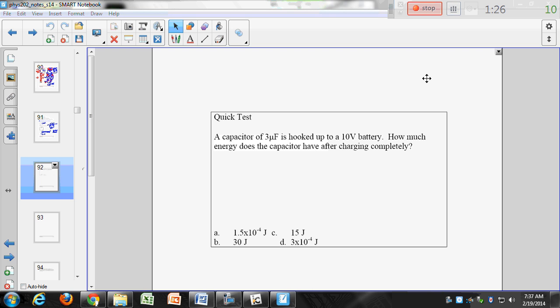Don't forget when you're calculating the energy, you have to convert everything to SI units. So that whole micro business has to go away.